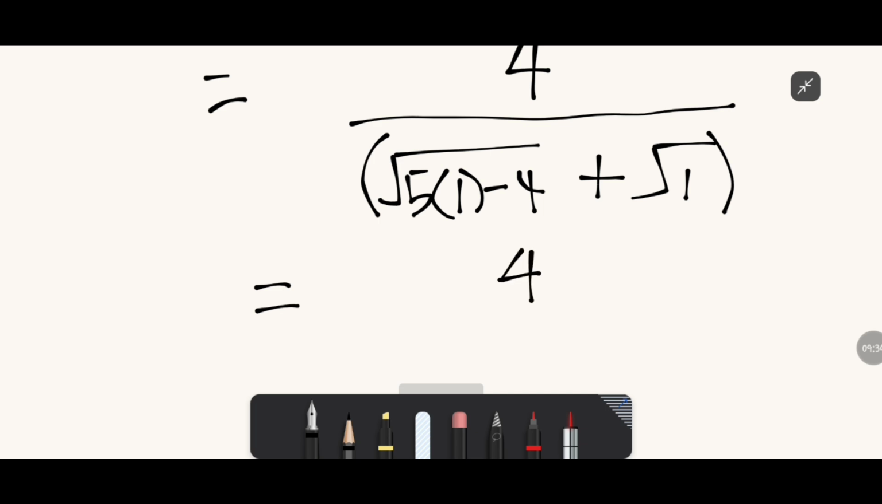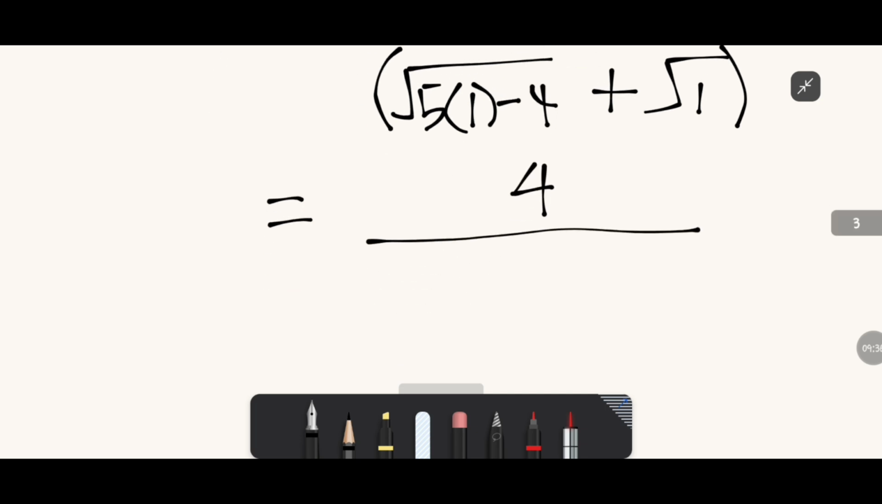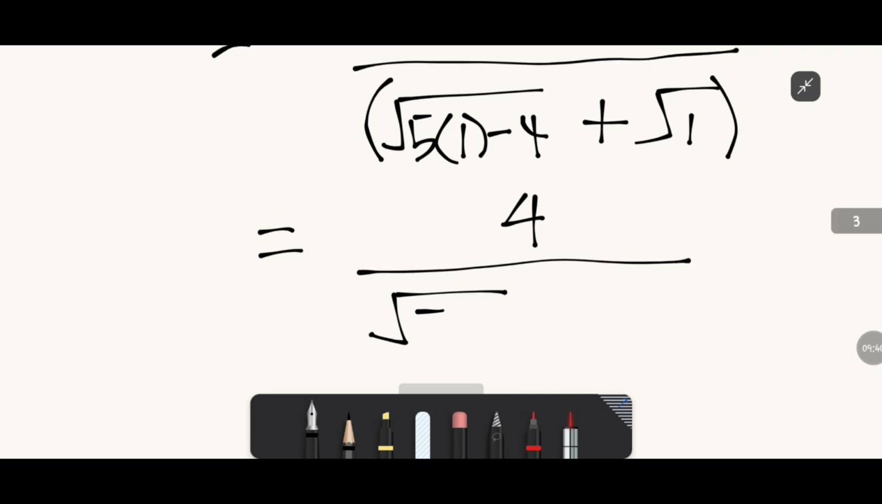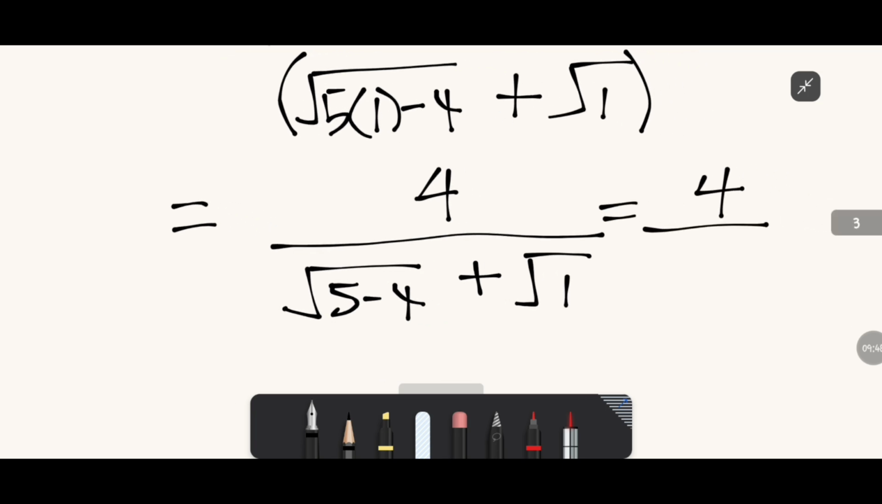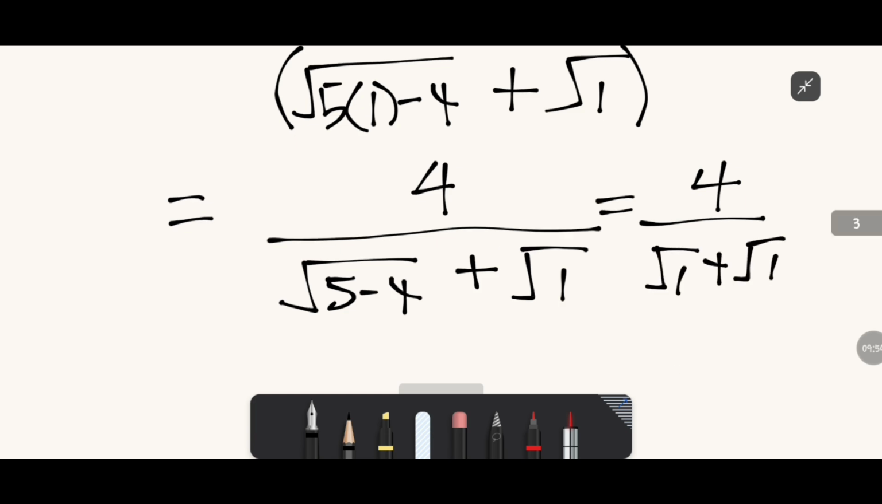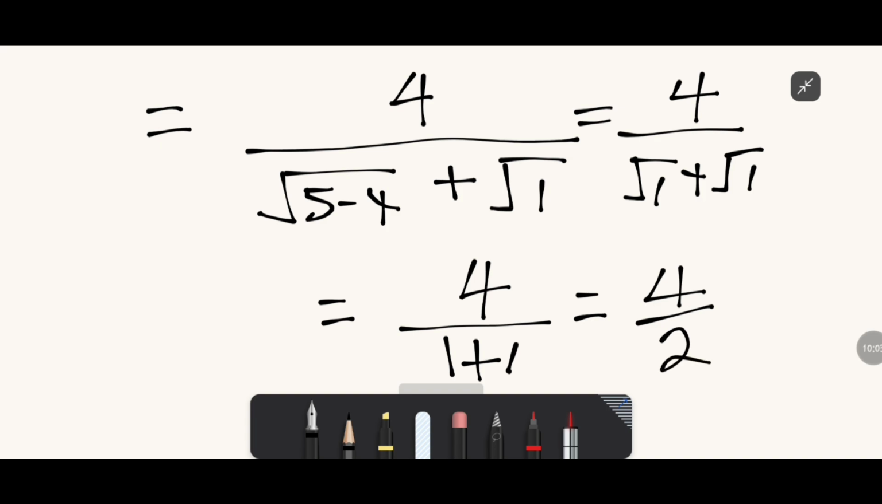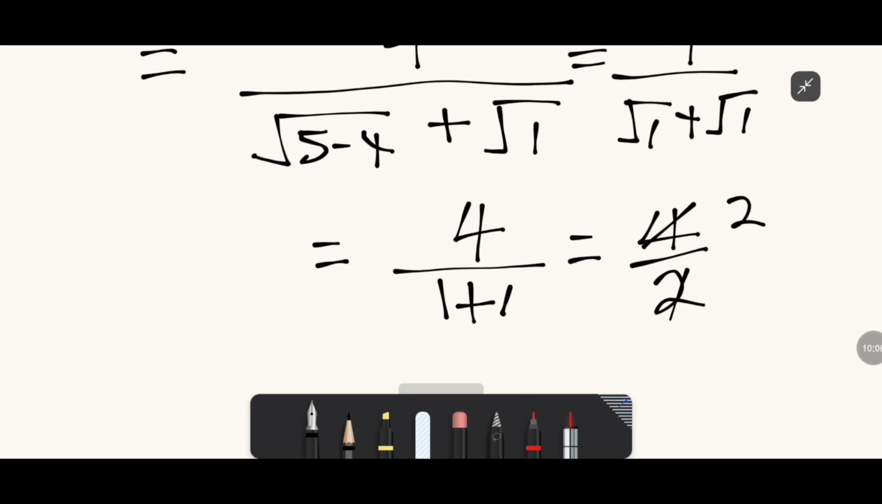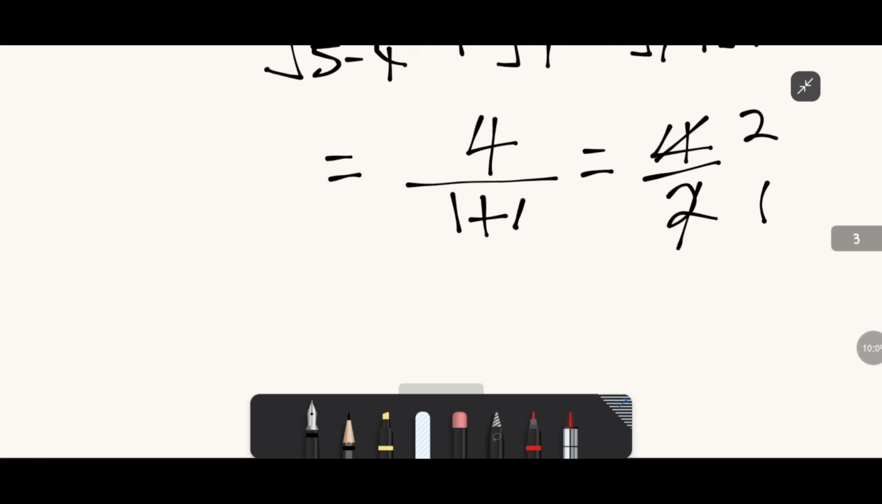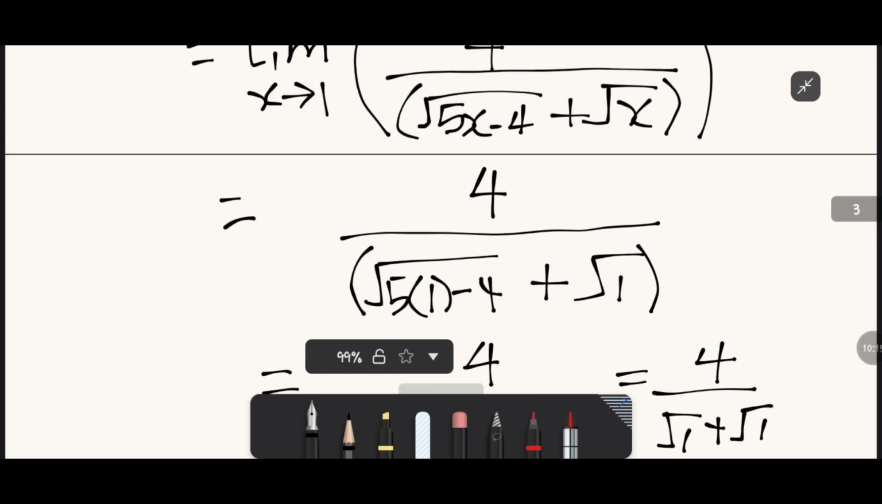So what we did here, we put x to be 1. So we are going to be having 4 all over square root of 5 minus 4 plus square root of 1. So this is going to be 4 all over square root of 5 minus 4, which gives us square root of 1, plus square root of 1. And square root of 1 is 1. So we have 4 all over 1 plus 1, which is 4 all over 2. So 2 goes into 4, we have 2. 2 goes into 2, we have 1. So our final answer is 2.